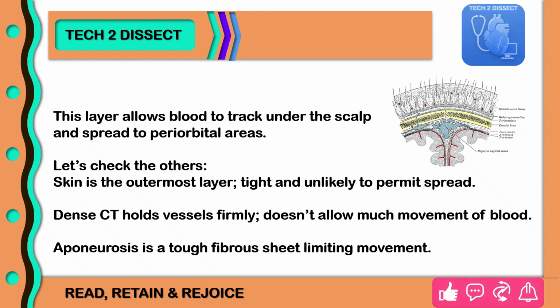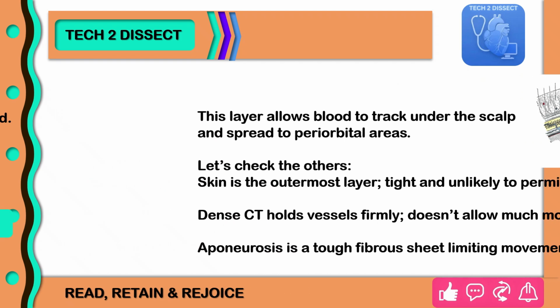Let's check the others. Skin is the outermost layer, tight and unlikely to permit spread. Dense CT holds vessels firmly, doesn't allow much movement of blood. Aponeurosis is a tough fibrous sheet limiting movement.